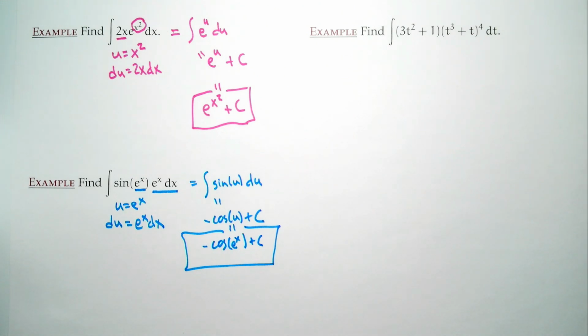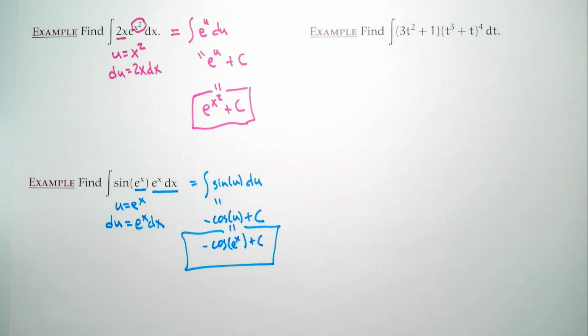Now here's a problem we could have done before. The integral of 3t squared plus 1 times t cubed plus t to the fourth. We could absolutely do this before. All we'd have to do is multiply it out, cross our fingers and hope we didn't mess up any of our algebra, and then do a lot of integration. So we could do it before. But now we can do it better.